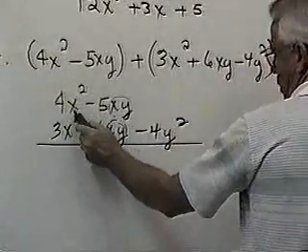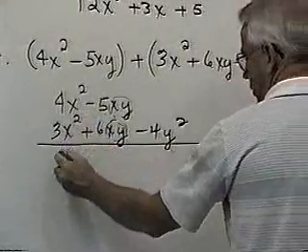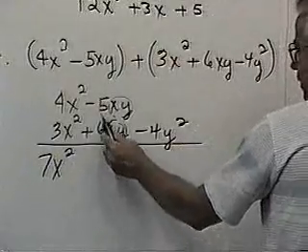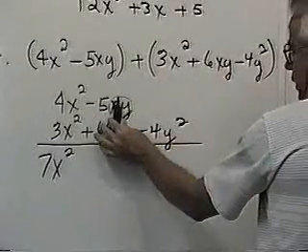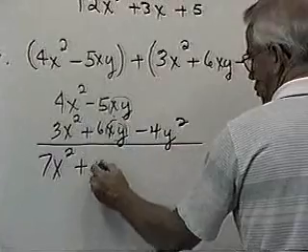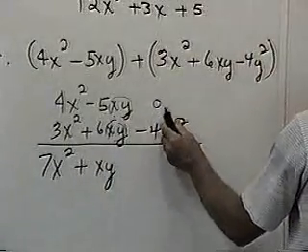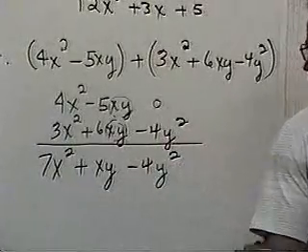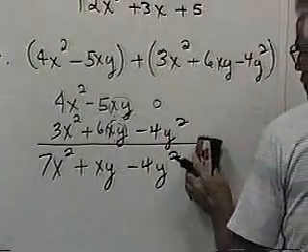How many x squares do we have? Well, we have 4 up here and 3 there, and so adding that gives us 7 of those. Here we have a minus 5 of these things and a plus 6, and so that adds up to be a plus 1. So we have a plus 1 of those. Now here we have 0 of these and a minus 4, and that added is a minus 4 of those. Okay, so that's one way of doing it. Now let's do the other way.